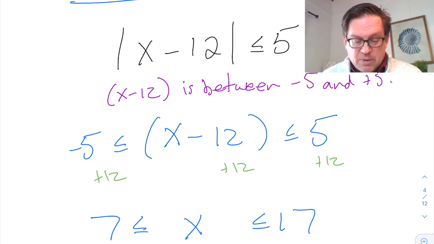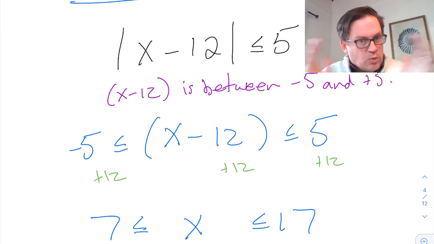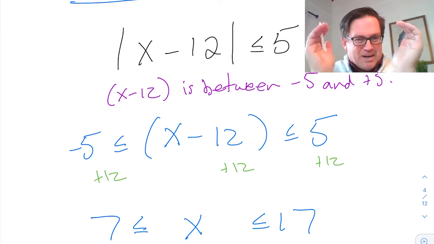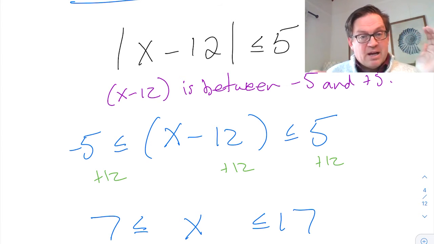The way to solve it algebraically is to think, x minus 12 absolute value is less than or equal to 5 means it's between, and I want to see people doing your hands like this. Say it's between, it's less than 5 on either side. So it's between negative 5 and 5.